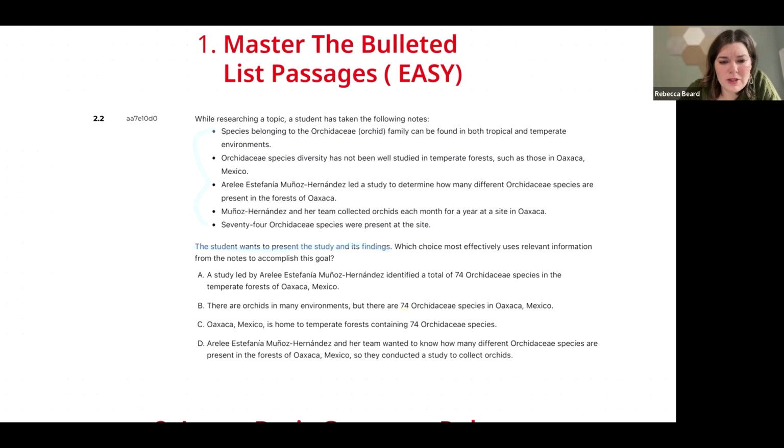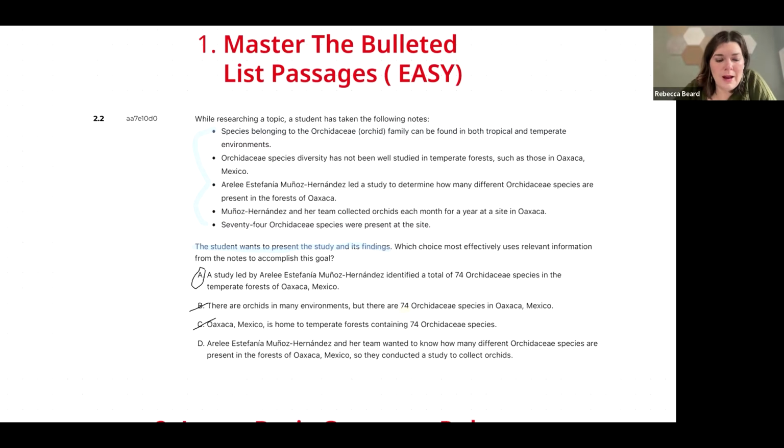Number 2, there are orchids in many environments, but there are 74 orchid species in Mexico. Yeah, that one's gone because it doesn't talk about a study at all. C, that Mexico is home to temperate forests containing 74 species. That one really doesn't go with the study and its findings. And then D, this person and their team wanted to know how many different orchid species are present in the forests of Mexico, so they conducted a study to collect orchids. This one doesn't have its findings, so the best answer on this one is A.